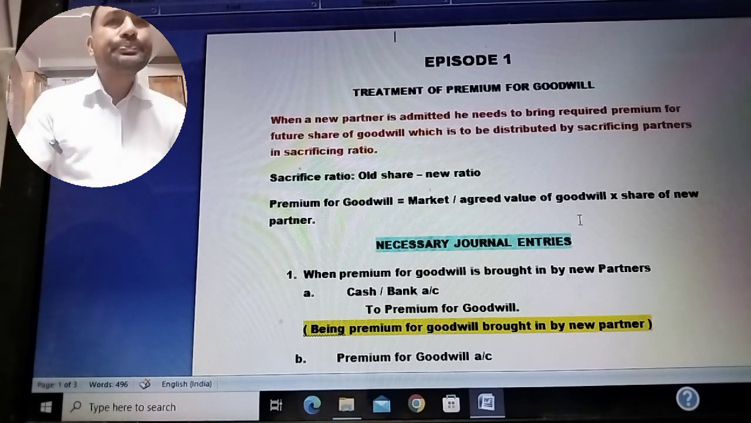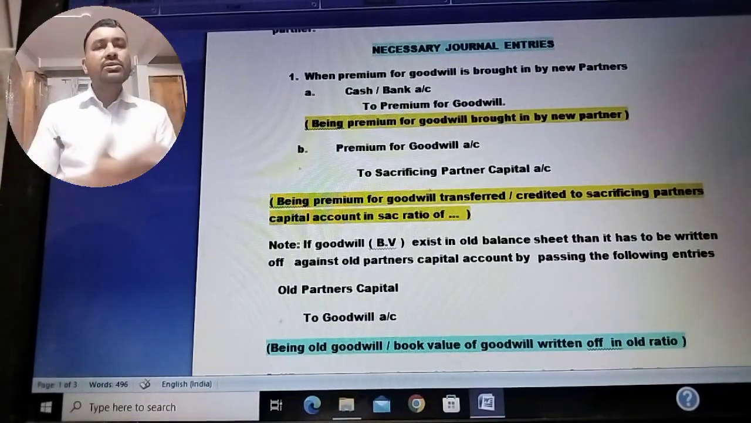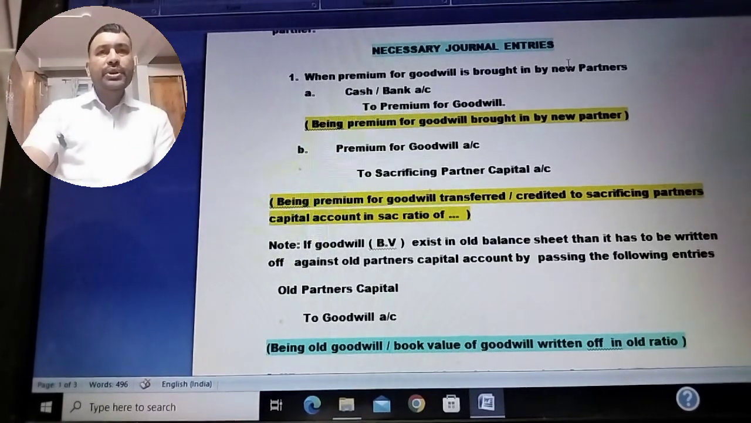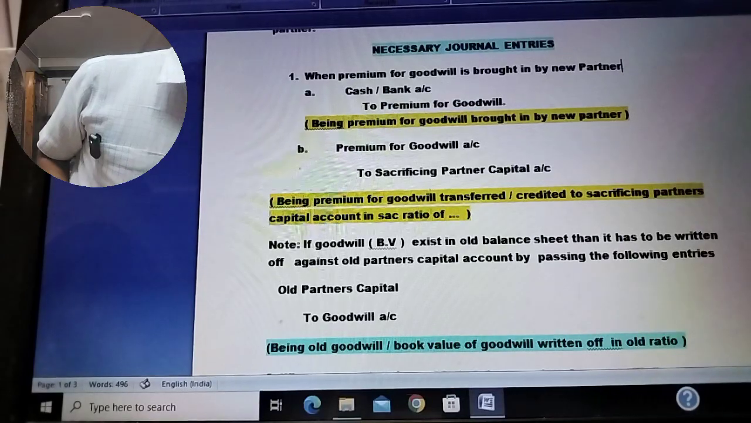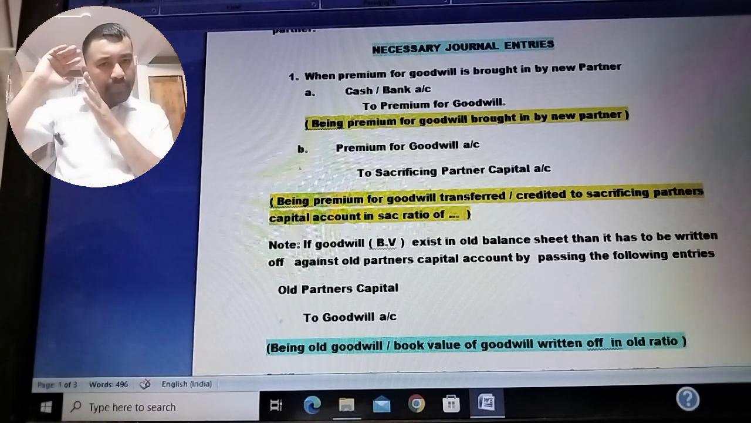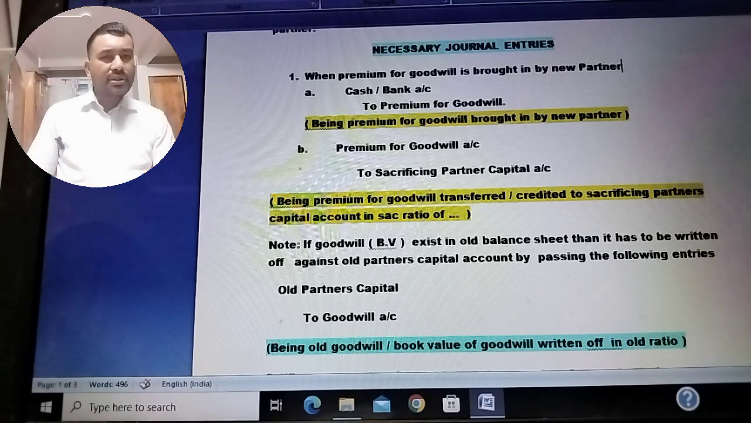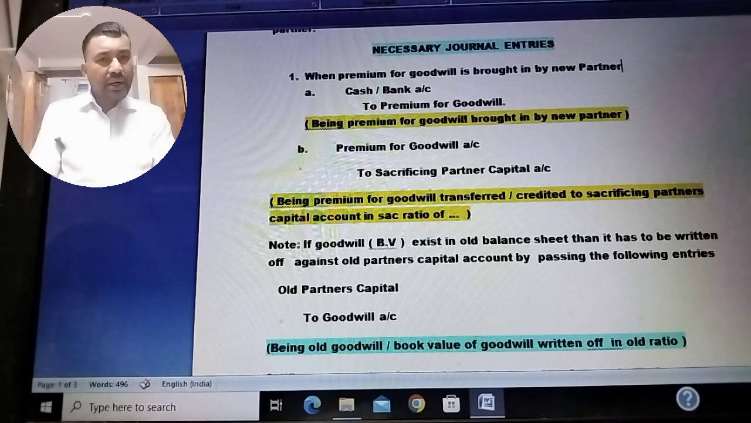Okay, so let's get started with the journal entries. Today we'll be learning journal entries, and these journal entries will be repeated in every question, so you have to memorize these entries. See, first question: when premium for goodwill is brought in by new partner or partners. Okay, it may be partner or it may be partners. When premium is brought in by new partner, you have to pass two entries. One is for the premium brought in, and the other for the premium to be transferred to the sacrificing partners' capital accounts. Premium means a certain amount of cash to be brought in by the new partner to compensate the old partners for their sacrifices, right?